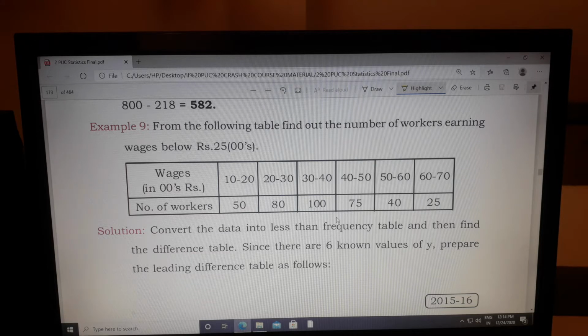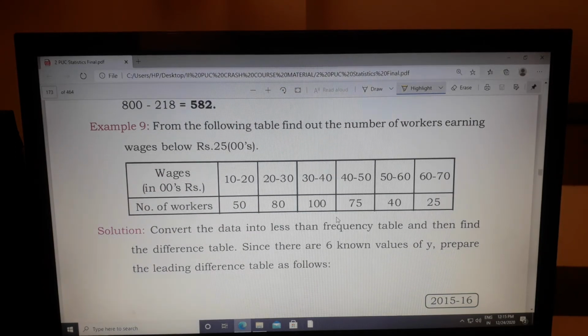Clear, guys? Now below, nothing but less than, under. Now look at the wages: 10 to 20, 20 to 30, 30 to 40, 40 to 50, 50 to 60, 60 to 70. Clear-cut class intervals are given, but the question is asked about below. Normal class intervals, exact class intervals, having both upper and lower limits, are given. And the number of workers is also given: 50, 80, 100, 75, 40 and 25. They are also normal frequencies.